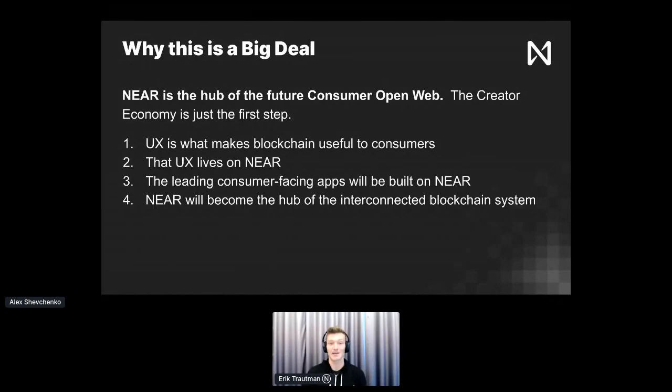And so that really means that Near becomes the center, the hub of the interconnected blockchain ecosystem. It doesn't mean it's the only blockchain, but it's the one that, when people really want to build these apps that touch consumers and drive the consumer economy and the creator economy, which is uniquely enabled by what blockchain is giving it, this is the place to start.